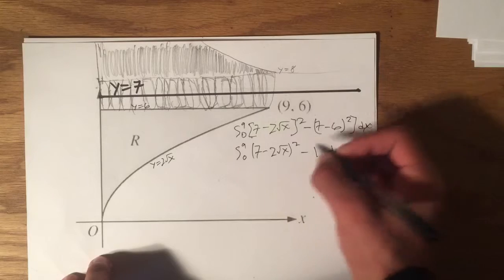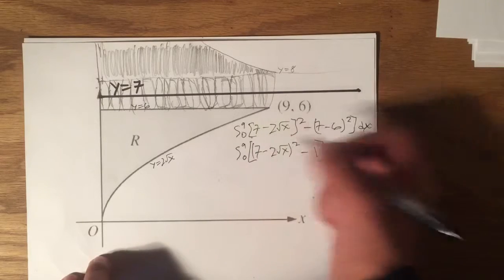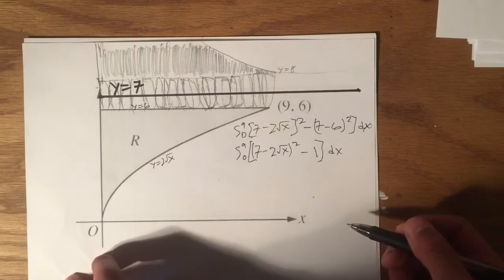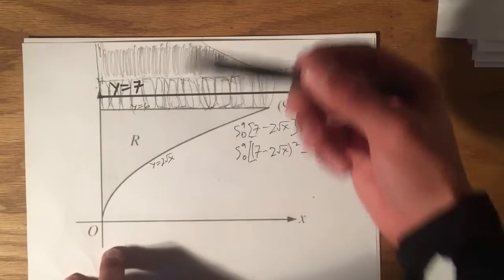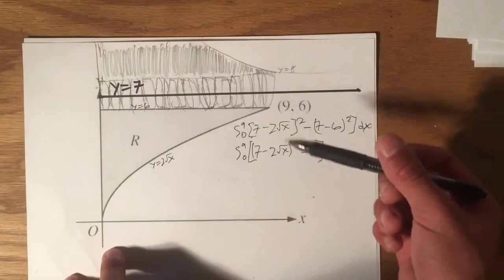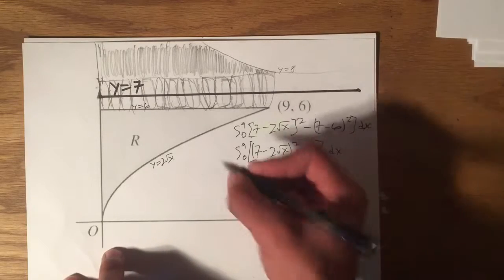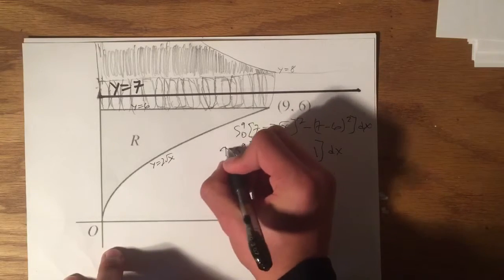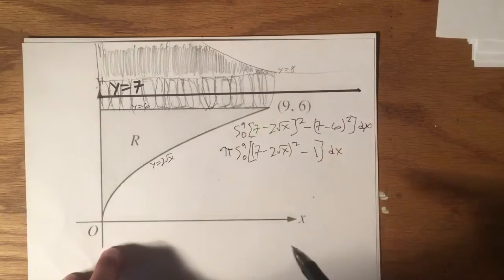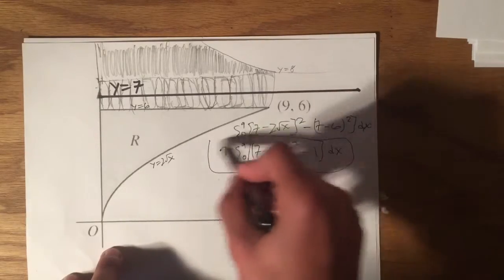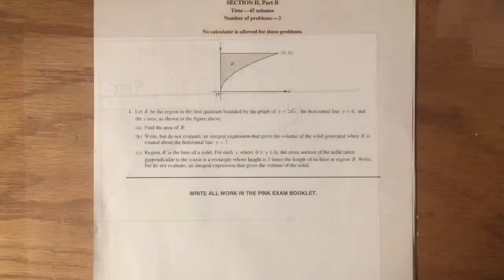So then dx. And because it's asking for the volume, and we're rotating around the line y equals 7, it's going to have a circular shape. So then we're going to multiply it by pi. So then here is going to be your answer for part B. So now for part C.